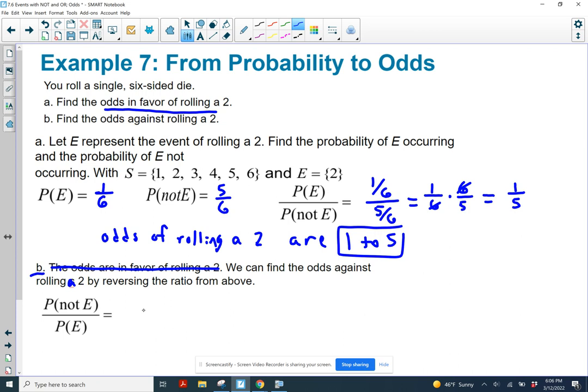So we can just do 5 to 1, right? I mean, you could go through the whole calculation, 5 over 6 divided by 1 over 6, but that's going to come out to 5 over 1. You can just reverse the ratio. If the odds in favor of rolling a 2 are 1 to 5, the odds against rolling a 2 are 5 to 1, right? In other words, the odds of not rolling a 2 are 5 to 1. Odds for, odds against.